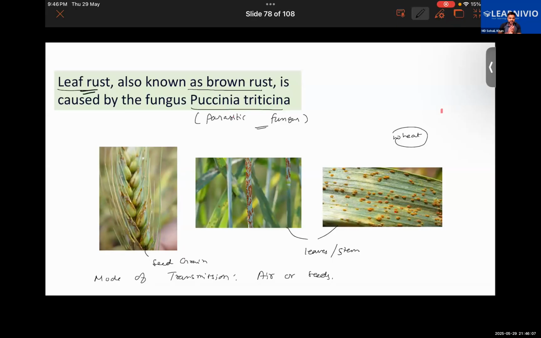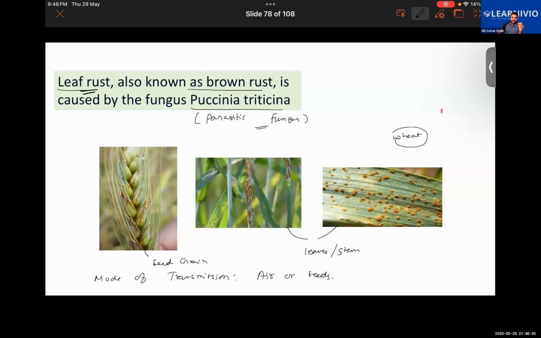Next, we have leaf rust, also known as brown rust. Right now we are learning about diseases spread by microorganisms in plants. Leaf rust is caused by a fungus named Puccinia triticina. The name is not important, but the name of the disease is much more important, and you generally need to know that it is caused by a fungus. It spreads from one plant to another via air or the seeds. Due to air, the plants come in contact with each other, so the fungus transfers from one plant to another.